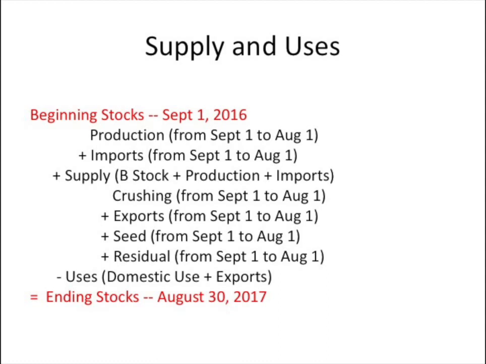Again, the supply and use relates beginning and ending stocks. Here we related, in this example, beginning stocks on September 1, 2016, that, through addition and subtraction, works out to be our ending stocks, in this case on August 30th, 2017. Beginning and ending stocks are stocks and are on a specific date. Production, imports, and uses are a flow. They are for a specific period.